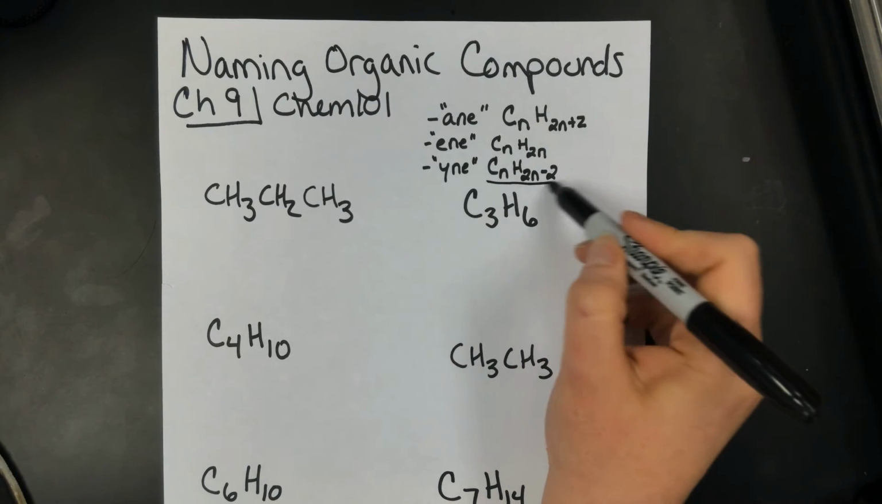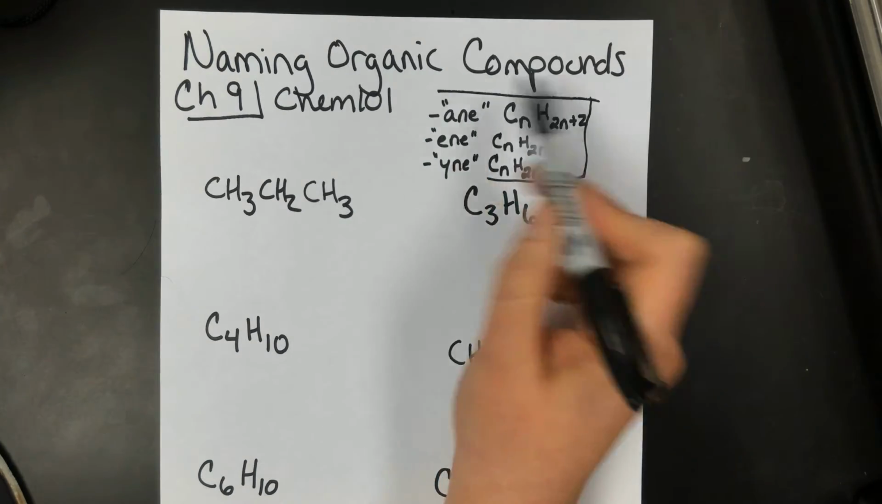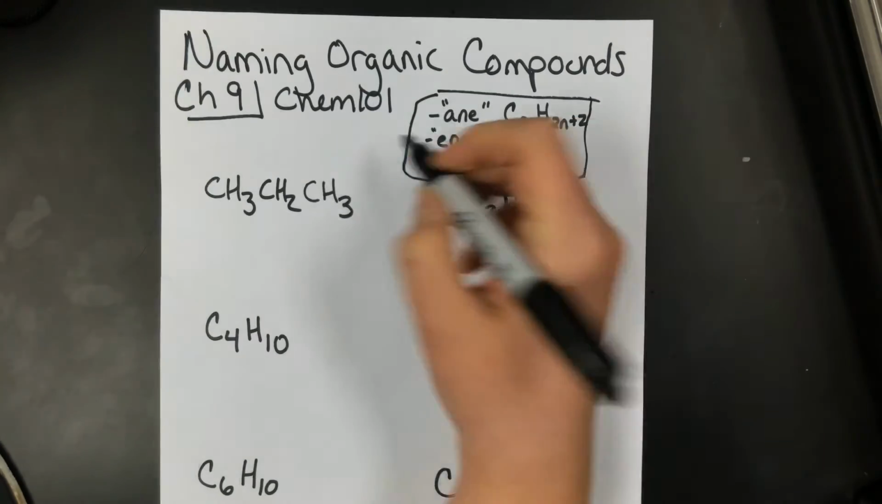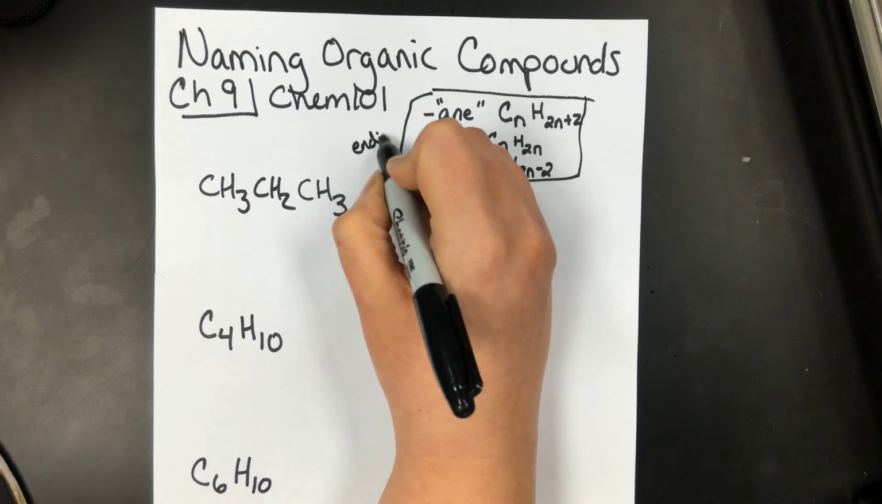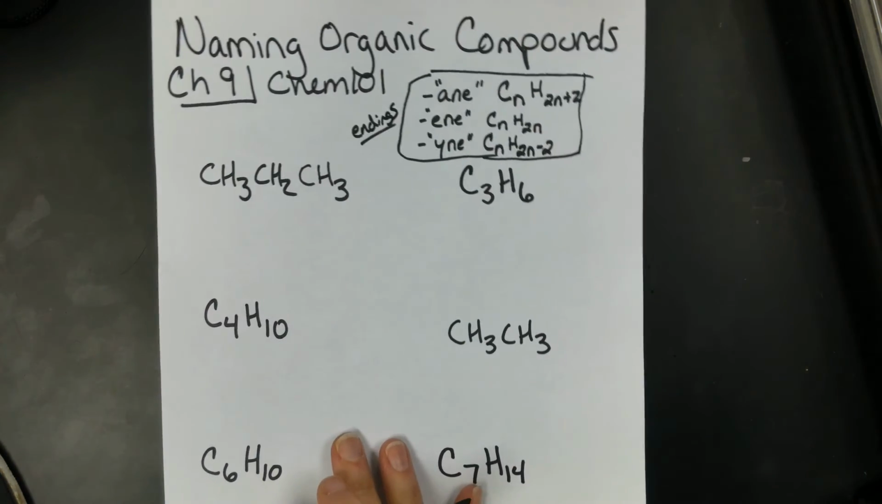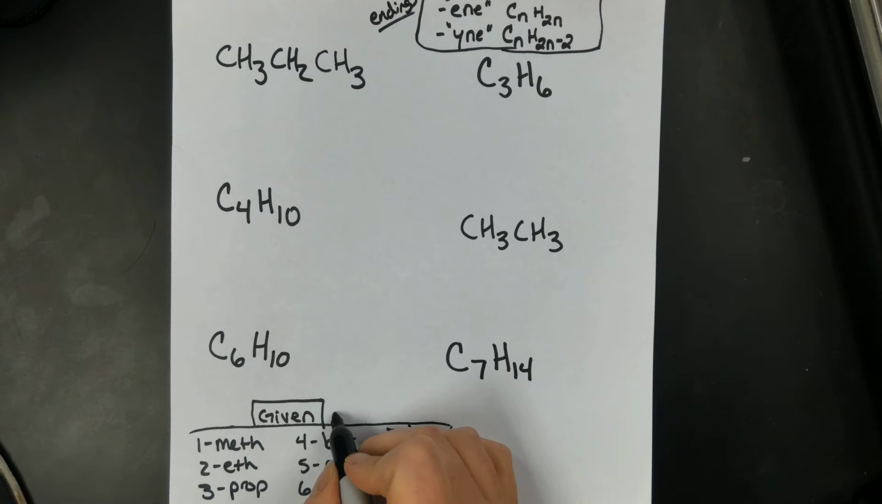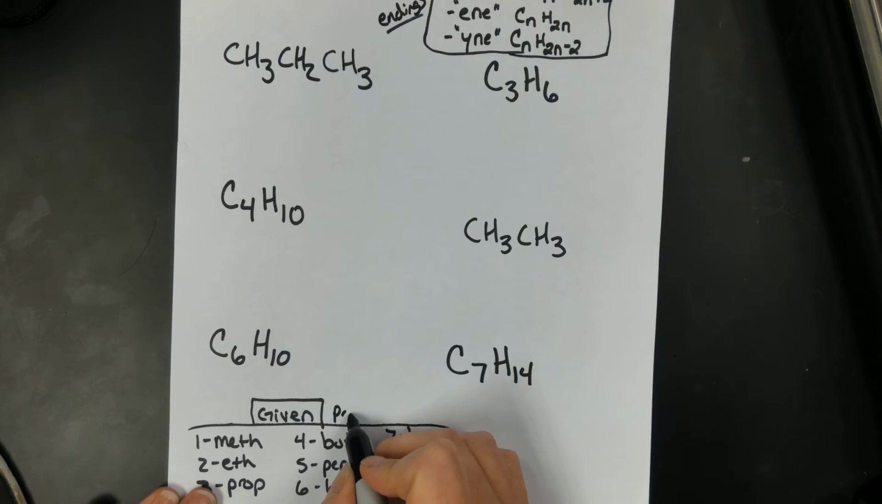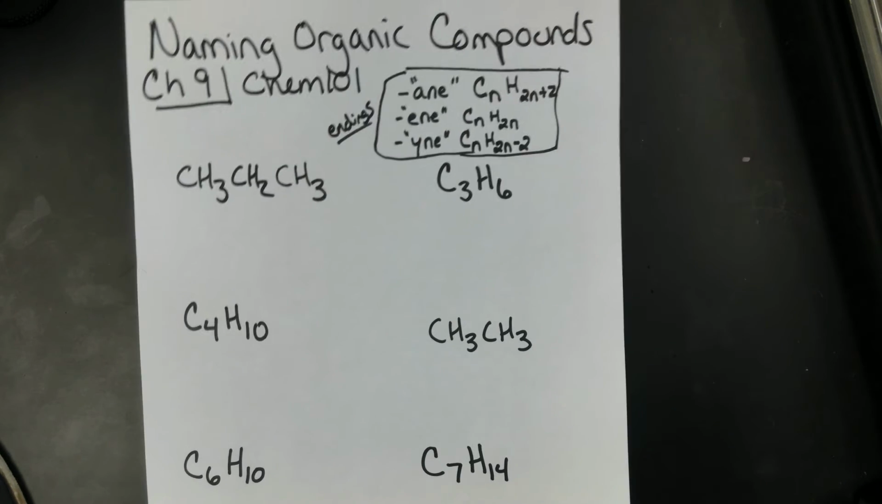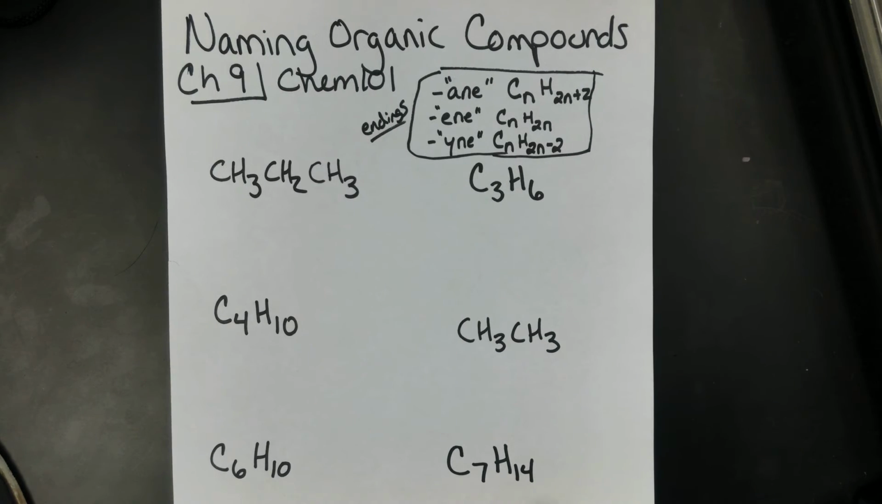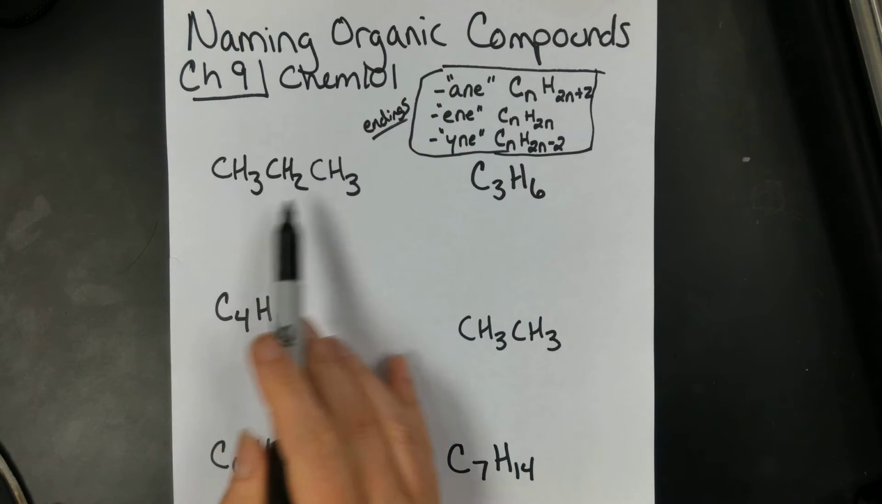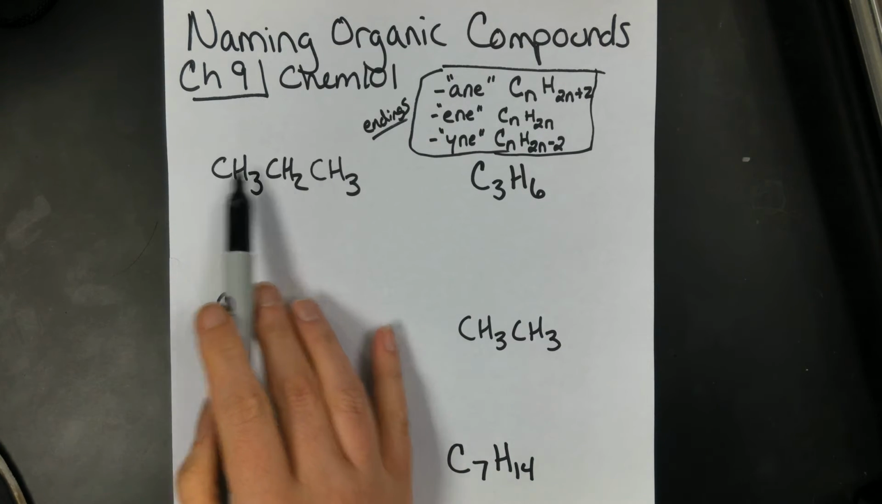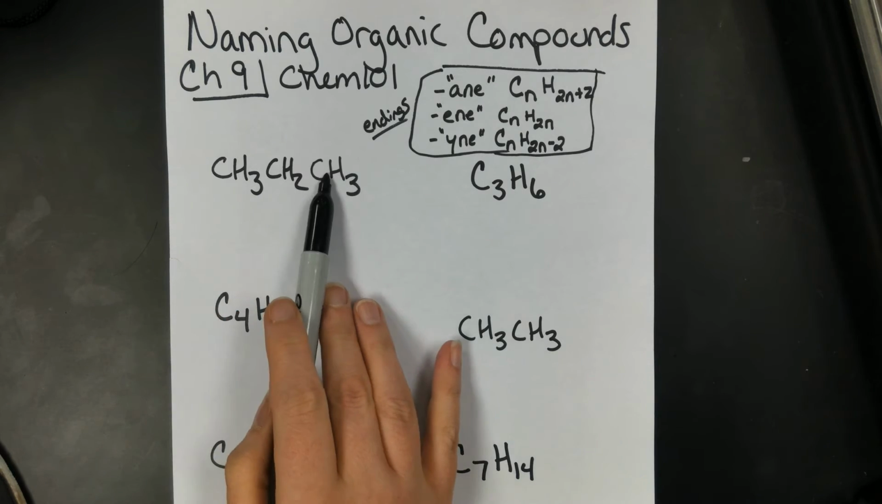So this is the endings, right? The endings to the word. And then these are basically the prefixes. Or suffixes and prefixes if you go back to English. So for this one, how I would start naming this compound is I would say 1, 2, 3. So I have 3 carbons.